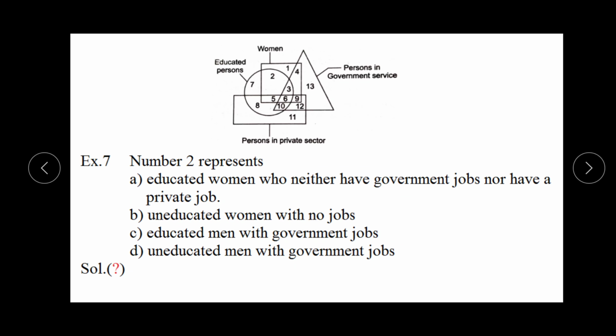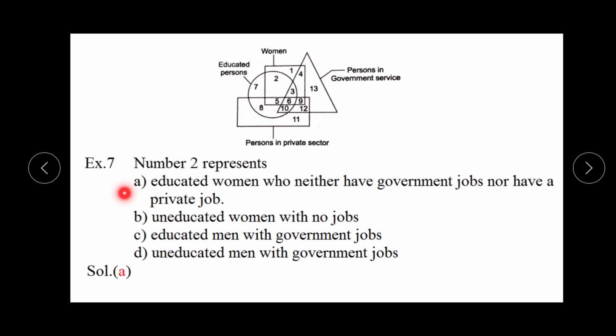One more example we can see. Number 2 represents what? Here we can see clearly that these are women and educated women, but they are neither in the government service nor in the private sector. So according to this, these are educated women who have neither government jobs nor private jobs. The first option is the correct option, because these are women who are educated, but they are neither in the government service nor in the private sector. So option first is the correct option.